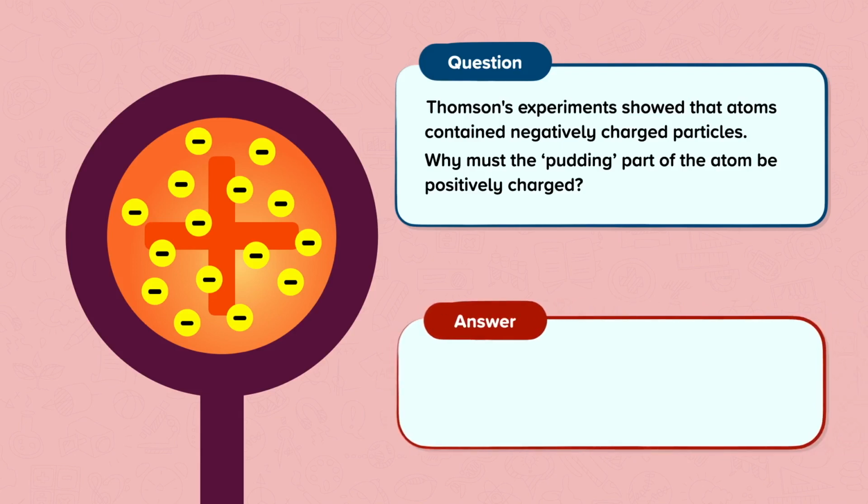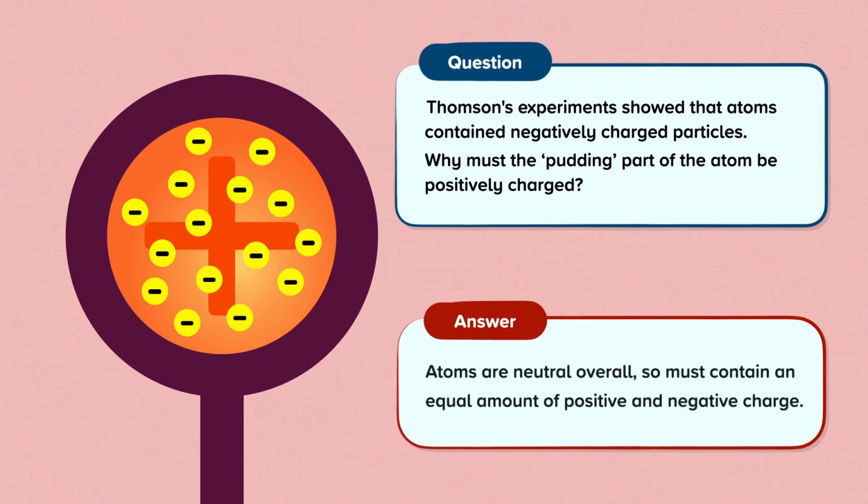Okay, so let's see if we got this one right. The answer is that atoms are neutral overall. We knew that. So if his experiment showed that there were negative particles inside the atom, but the atom's neutral overall, there has to be positive charge there somewhere. So the pudding part of the atom has to be positive to balance out that negative charge.